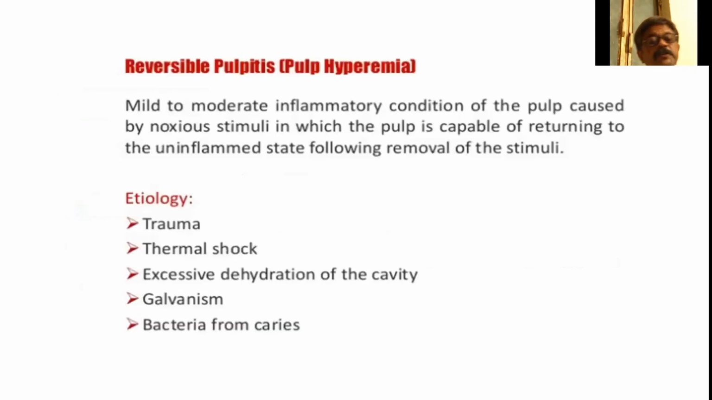Then we have reversible pulpitis. It is also known as pulpal hyperemia. Hyperemia is the increased blood supply to any organ. So reversible pulpitis is a transient increase in blood supply of the pulp. It could be a mild to moderate inflammatory condition of the pulp caused by a noxious stimulus, in which the pulp is capable of returning to the normal, uninflamed state. When the blood supply suddenly increases, there is inflammation in the pulp, but its characteristic is that it subsides after the stimulus is removed.